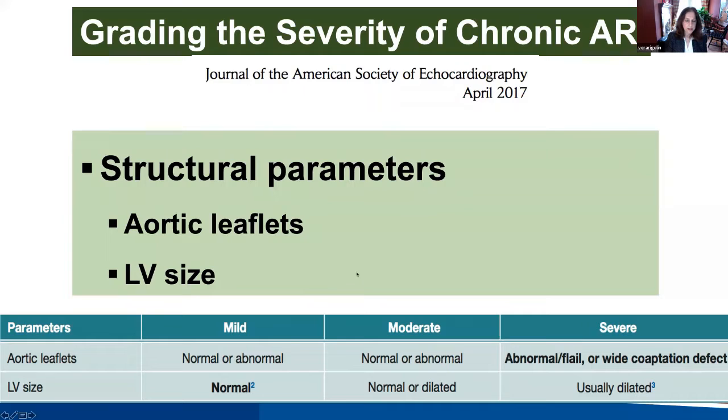And in the case of mild regurgitation, oftentimes the valve looks normal or only mildly abnormal. LV size in general is usually normal. As opposed to in severe regurgitation, where the aortic valve may look very, very abnormal and the left ventricle is usually dilated. Now, of course, this is in the chronic setting. If the valve looks abnormal in the acute setting, the left ventricle may look perfectly normal.